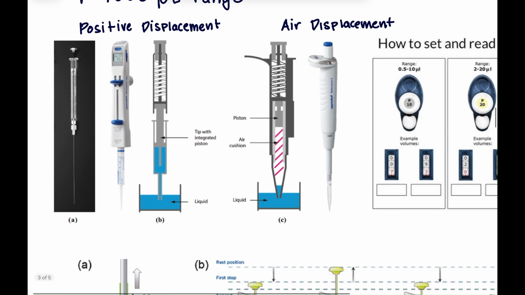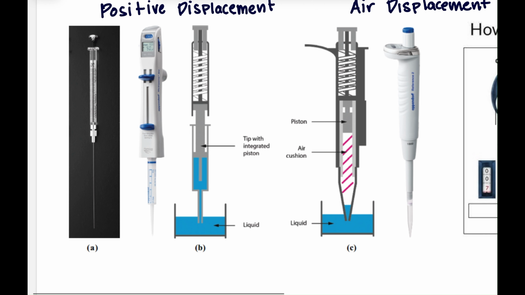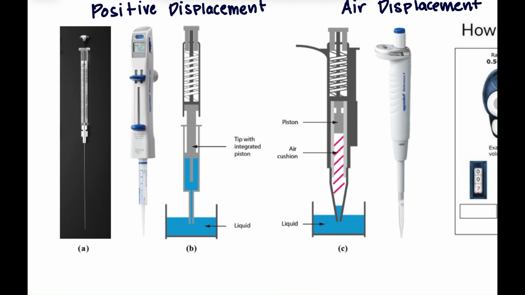So in a positive displacement micropipette, the liquid you're measuring is going to come into direct contact with the plunger inside of the device. So this is your liquid here, and it's going to come into contact with that plunger. The tip and the plunger are both disposable, which makes these pipettes more expensive to use. They're recommended more for viscous liquids, things like glycerol, or for volatile samples that would evaporate or leak with the use of a standard pipette.